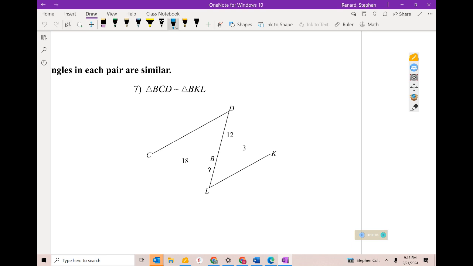So we have BC here, and we know that's going to match up to BK. So then BL and BD need to measure up. See how they're in the same order in the similarity statement? Now this is stuff that we learned a while ago, but you guys should hopefully still know it. And yes, I'm saying that with a straight face.